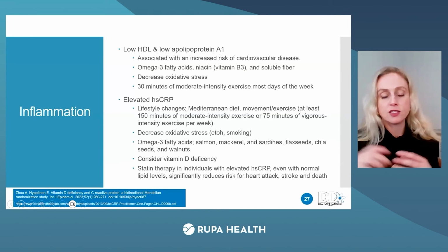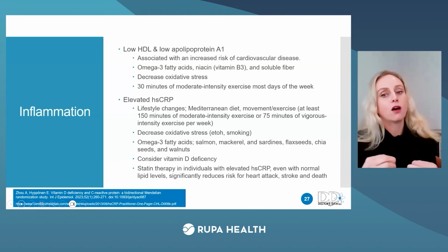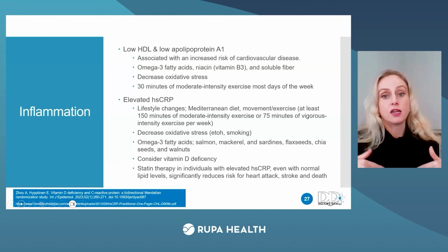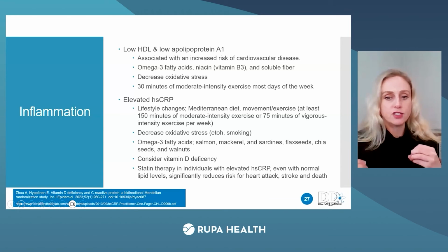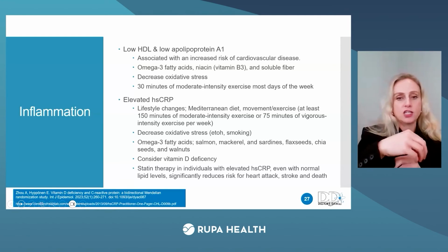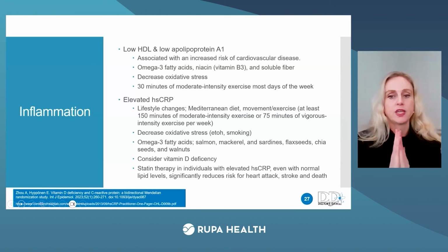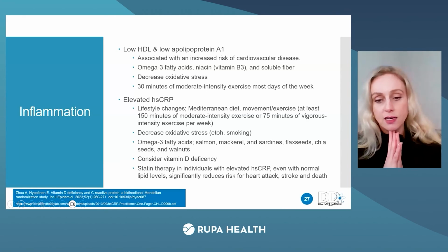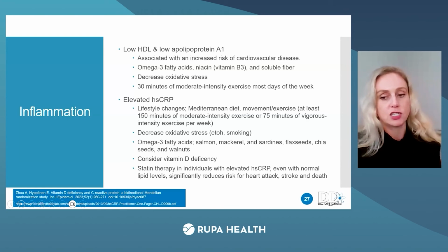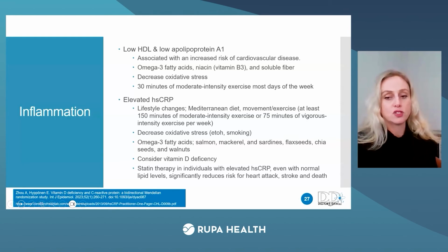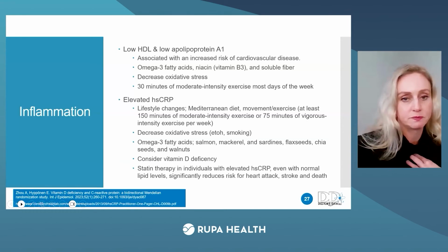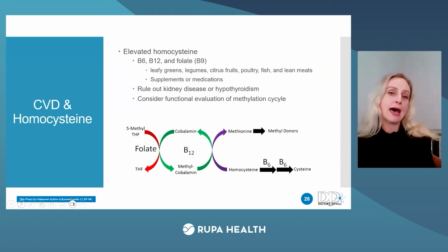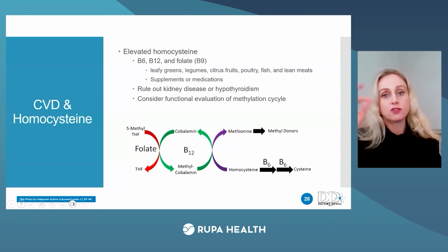Decrease oxidative stress. We talked about smoking, alcohol. Those things need to be alleviated. Again, add omega-3 fatty acids into the diet. Consider vitamin D deficiency, omega-3 fatty acids, hsCRP. All of these are interconnected. And then there is some information that statin therapy in individuals with elevated hsCRP and normal lipid levels will help reduce the risk of heart attack, stroke, and death. So that's good that he's on that statin. This individual has an elevated homocysteine, so we want to address that.